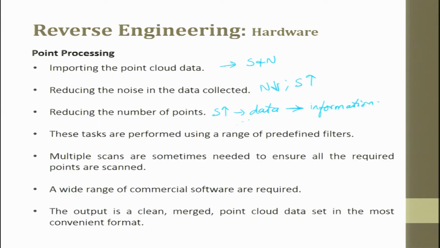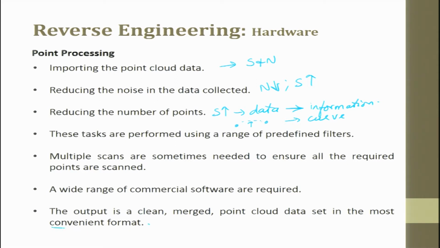For example, I have data like this. Now, all this data is converted into a curve. To define a curve, I give a start point, an end point and some radius. So, with 3 pieces of information, I am able to reduce the number of point data and then store it. These tasks are performed using a range of predefined filters. Multiple scans are sometimes needed to ensure all the required points are scanned. A wide range of commercial software is available for this job. The output is a clean, merged point cloud data set in the most convenient format.